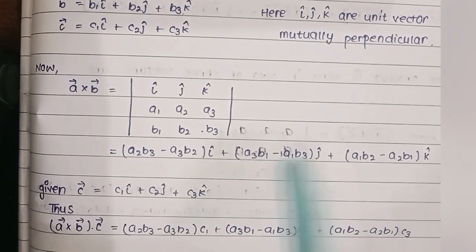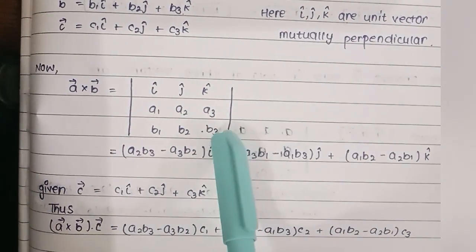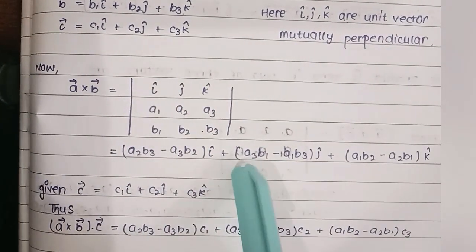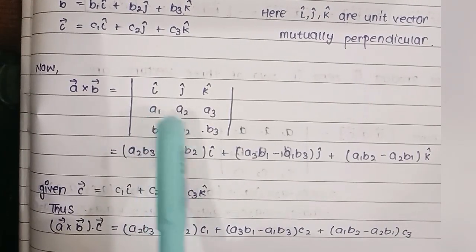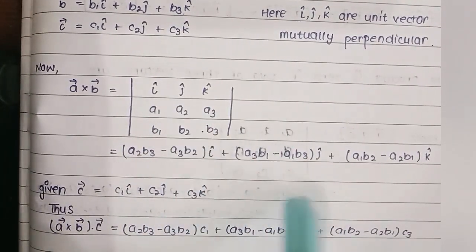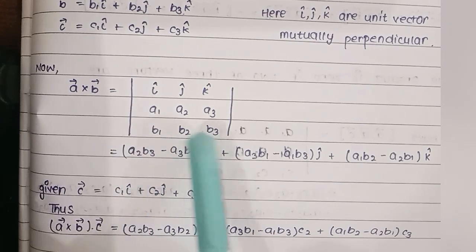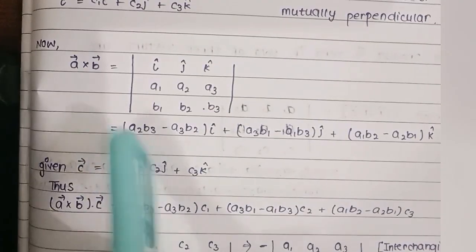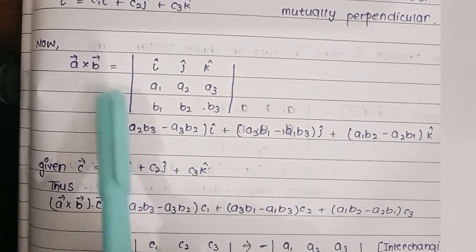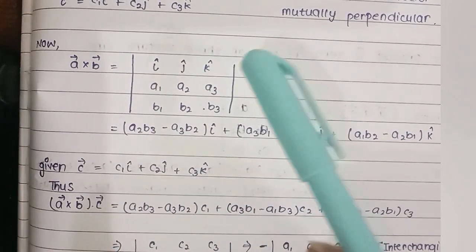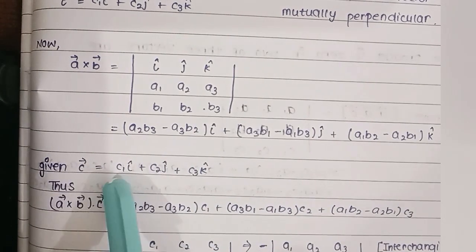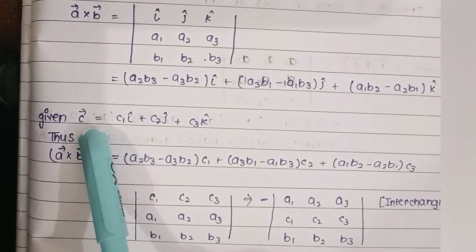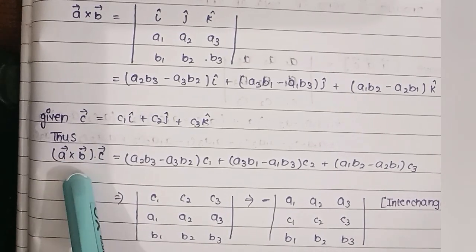We got this value. First a2 b3 minus a3 b2, multiplied with i cap, and then we have a3 b1 minus a1 b3, multiplied with j cap, then plus a1 b2 minus a2 b1, multiplied with k cap. So here we have the expression for a vector cross b vector, and we already have the value of c, which is c1 i cap plus c2 j cap plus c3 k cap.